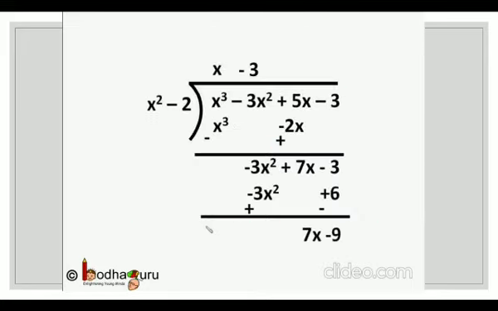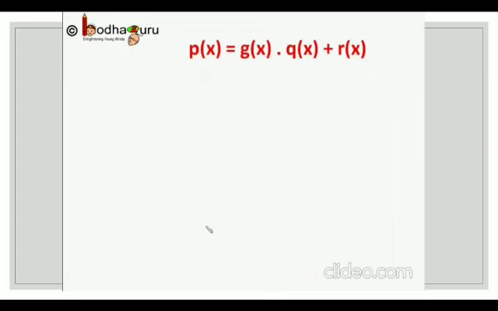Let's verify it in our example. x cube minus 3x square plus 5x minus 3 was the dividend p(x). x square minus 2 was the divisor g(x). x minus 3 was the quotient we got, and 7x minus 9 was the remainder r(x) we got. Now let us put it in the formula. p(x) equals g(x) into q(x) plus r(x). Let us find the value of the right hand side. It will become x square minus 2, which is the divisor, into x minus 3, which is the quotient, plus 7x minus 9, which is the remainder.